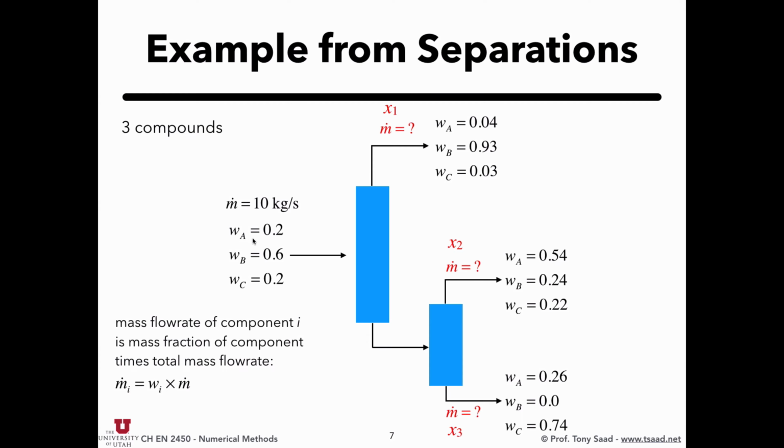So for example, the incoming mass flow rate of A is 0.2 times 10 kilograms per second. So that's the mass fraction of A times the total mass flow rate of the fluid over there. Okay. Now our goal is to find the mass flow rates at the different stations, and for simplicity, we're going to assign unknown variable names to those mass flow rates. We're going to call those x1, x2, and x3. We could have called them m.1, m.2, m.3, or m1, m2, m3, whichever you prefer. It really does not matter.